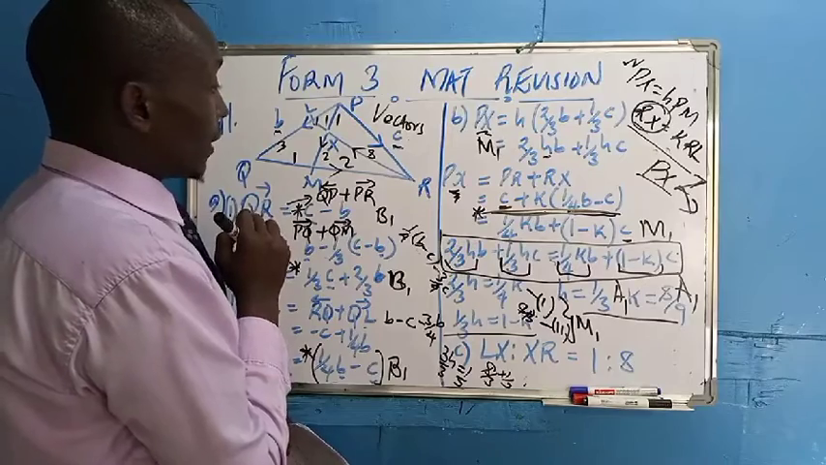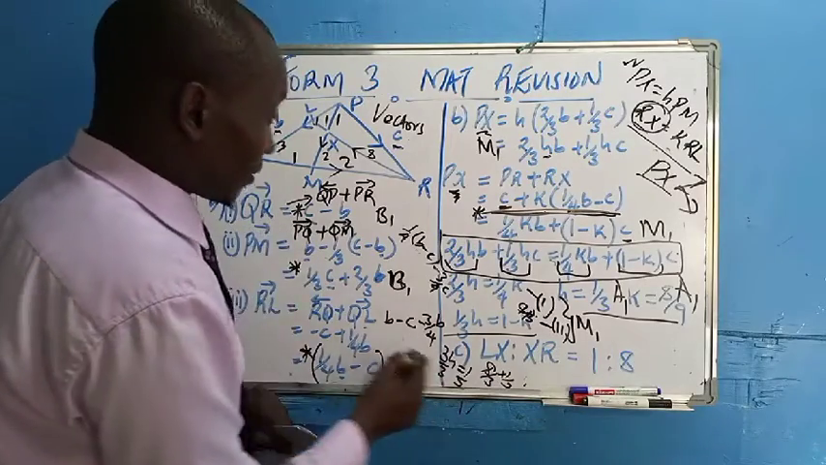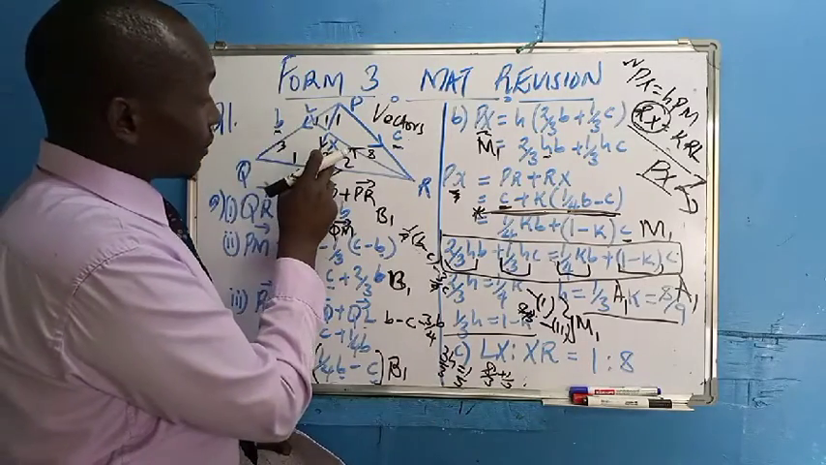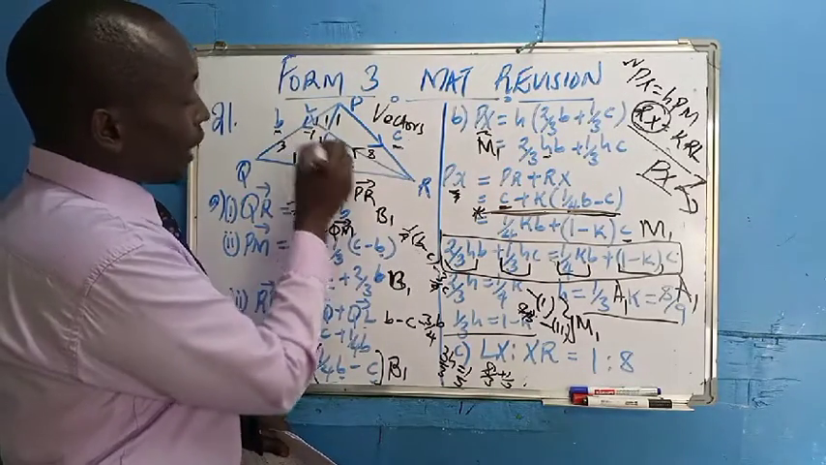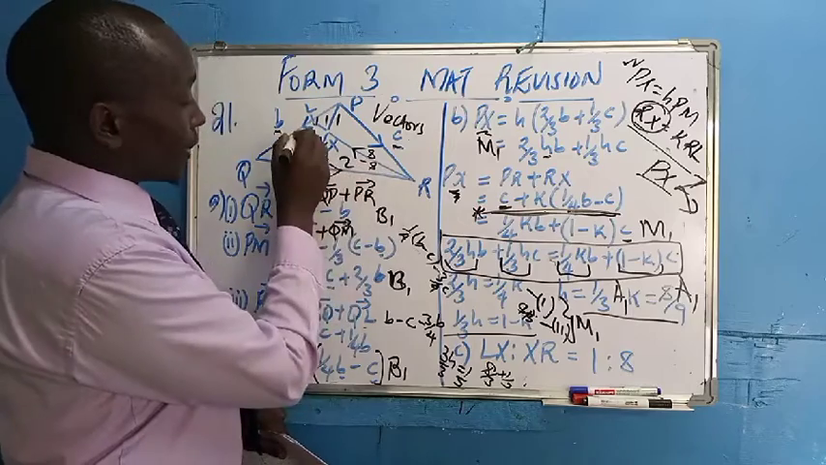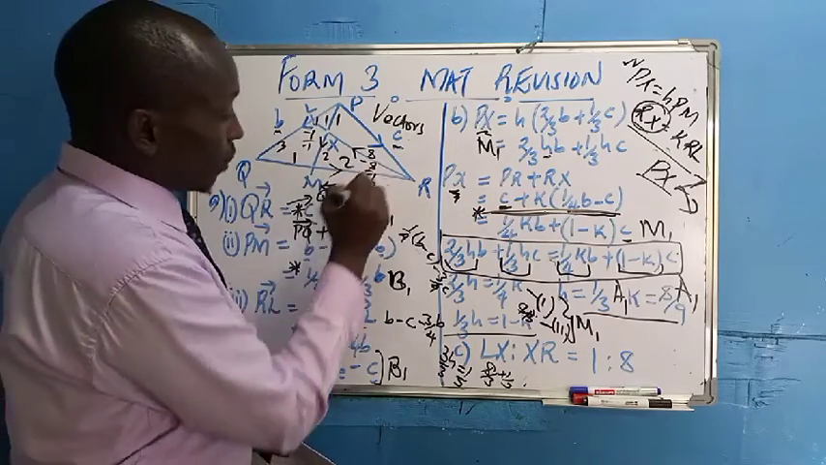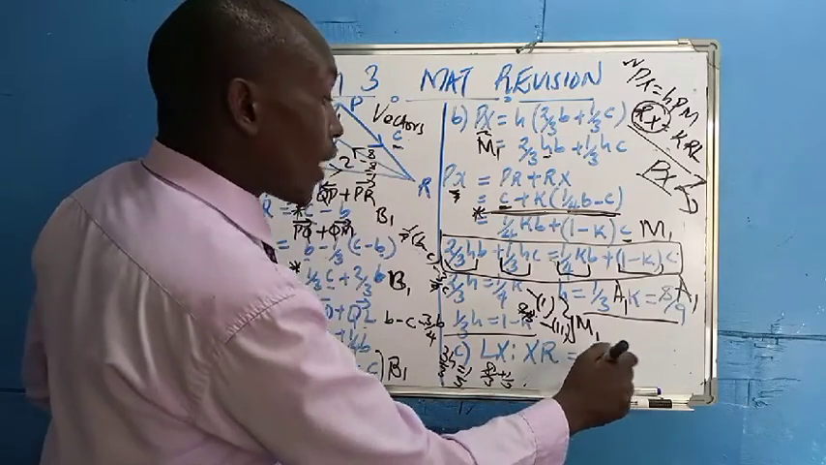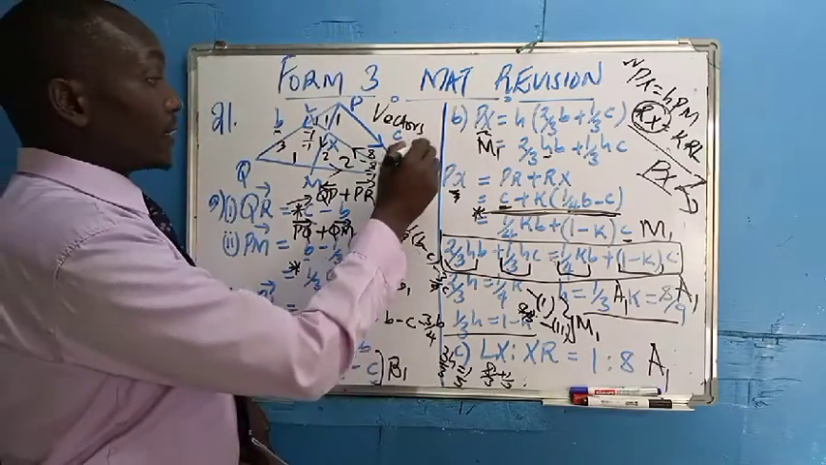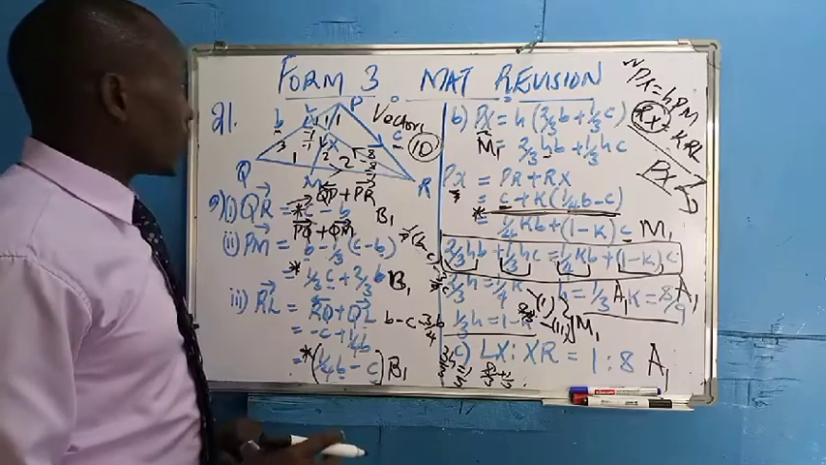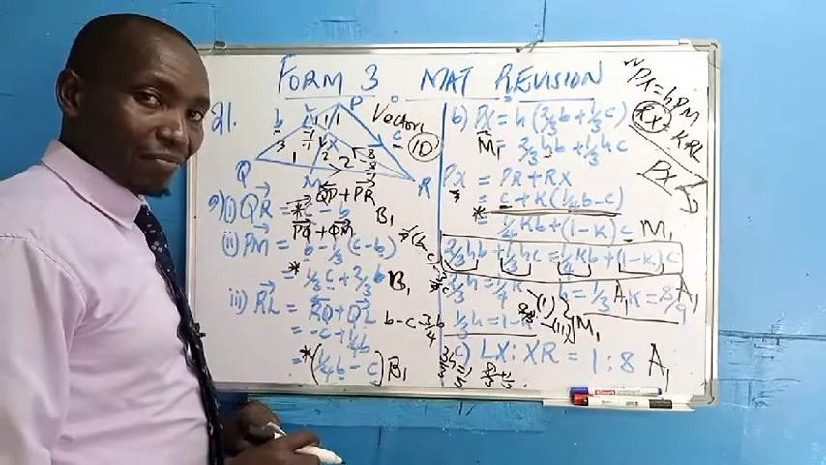Okay. If that is the case, now we can work out the ratio LX to XR. This is, if I can say, negative 1 is to negative 8. The ratio there divided by negative 1, divided by negative 1. So it is 1 is to 8. And that's where the student scores another mark. That is 10 good marks for the question on vectors. Wow.